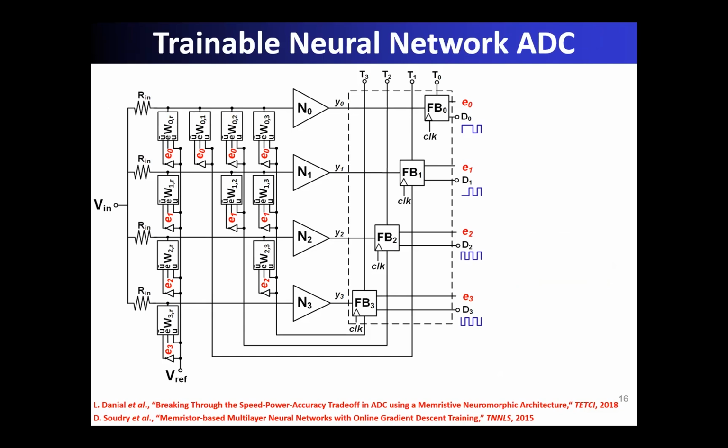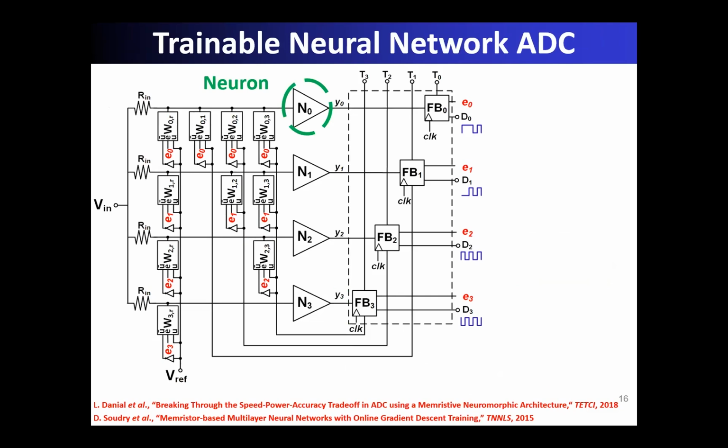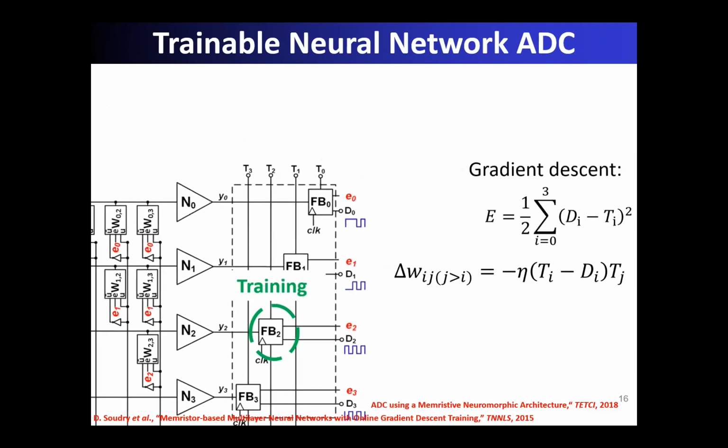So this is a trainable version of the ADC. Each triangle here represents a tunable synaptic weight using a memristor and 2 transistors. And each triangle is a decision-making neuron. And each feedback here implements the gradient descent algorithm, which derives from the derivative of the error, which measures the distance between the actual ADC output and the desired ADC output.